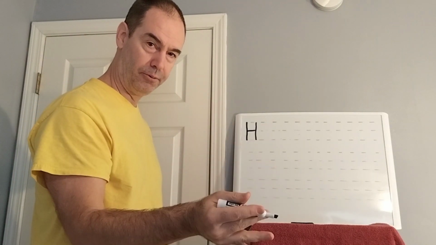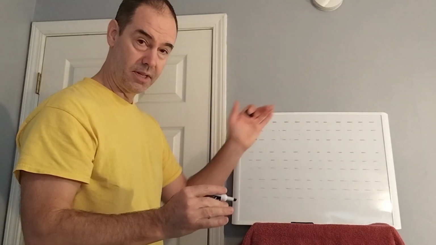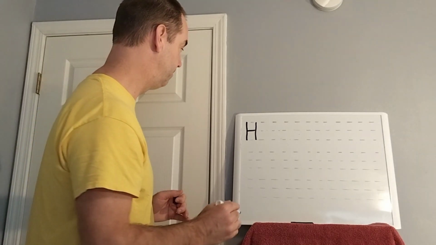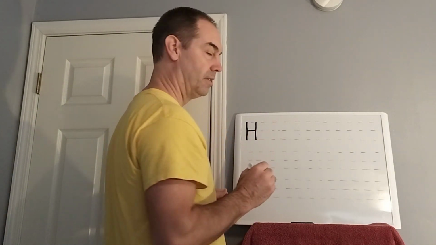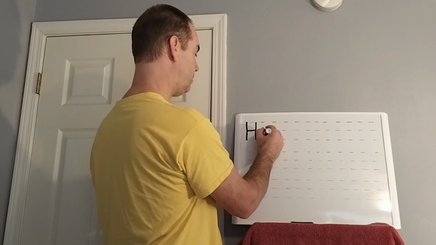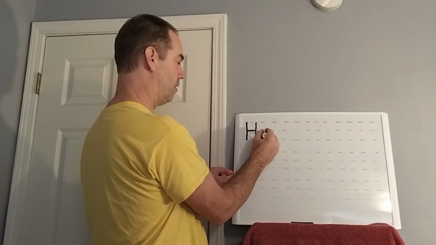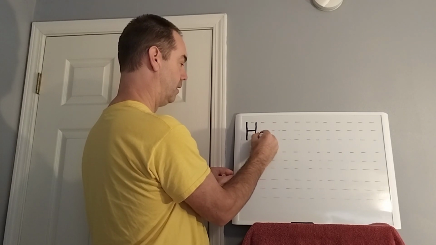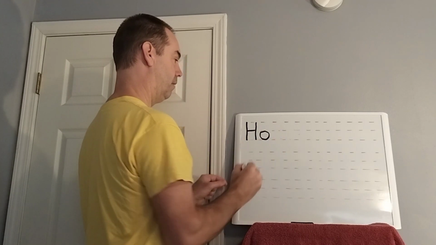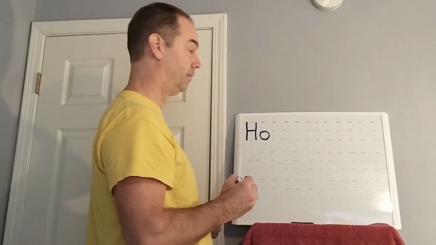Now that I got my first letter done for my question, all the rest of the letters in the question are going to be lowercase. All right? My next letter in how is a lowercase o. I go from left to right, counterclockwise, starting at the middle line, all the way around, H-O. And then I make my W.